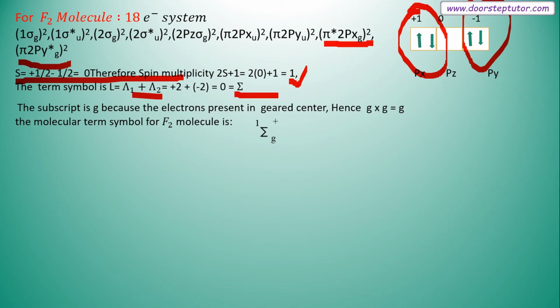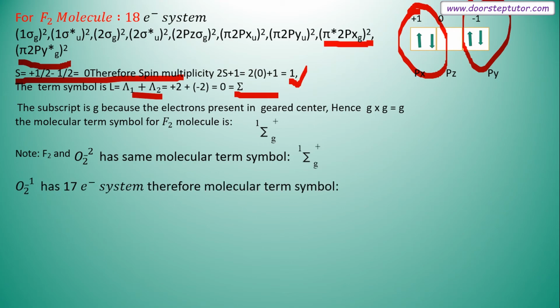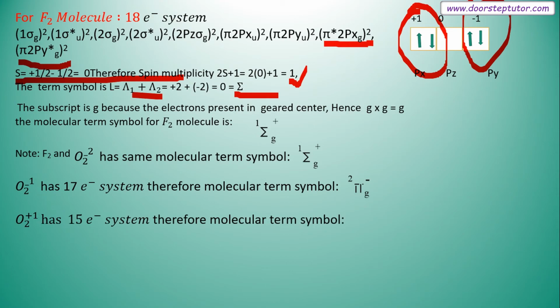So these are the most important examples of molecular spectroscopic term symbols of diatomic molecules. Also we have a few more examples. Please note, the F2 molecule and O2 2− have the same molecular term symbol, that is 1Σg+, student. O2−, it is a 17 electron system. Therefore the molecular term symbol is 2Πg. And the next, O2+, it is a 15 electron system, student. Therefore the molecular term symbol is 2Πg only. Okay, so there is no issue, student.